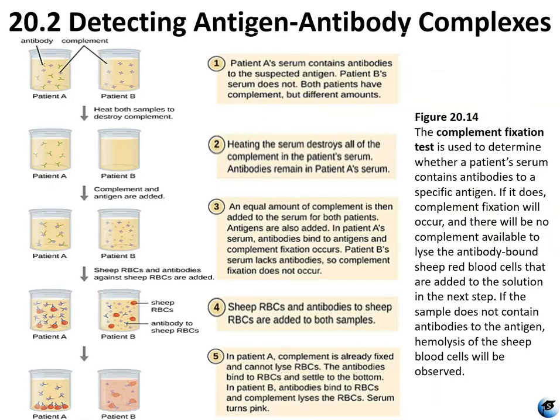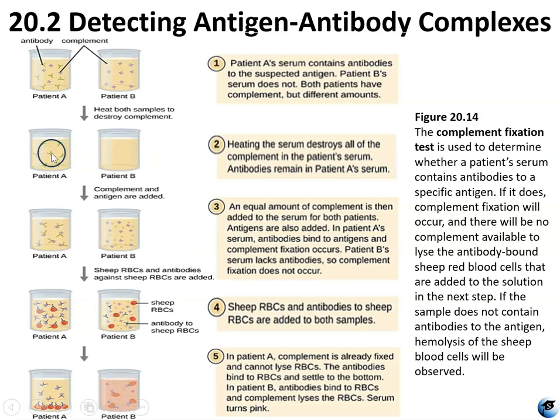Okay. This is figure 20.14, the complement fixation test. So the first step is you have a patient serum that contains antibodies to an antigen that's in the solution. You have another patient serum here that does not. Okay, so this one has the antibodies, this one does not. Both of these solutions have the antigen in them. Okay. The next step, you heat up the serum, and heating it is going to destroy all of the complement in that patient's serum.